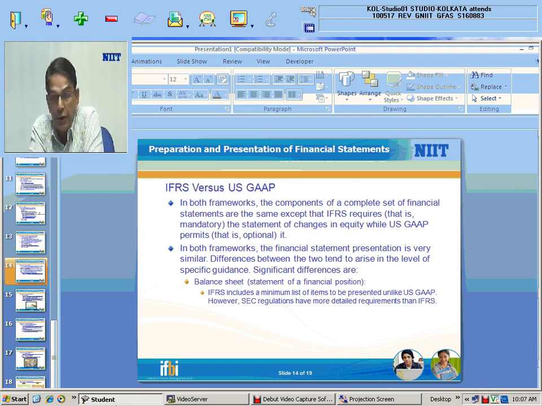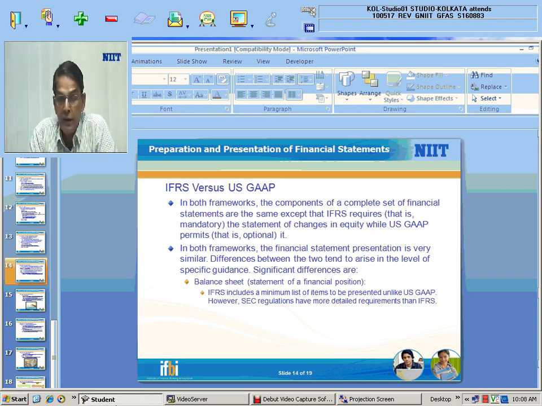Again, in both the frameworks, the financial statement presentation is very similar. Differences between the two tend to arise in the level of specific guidance. So the presentation of the financial statements is very similar for both IFRS and US GAAP, but the difference between the two arises in the level of specific guidance.